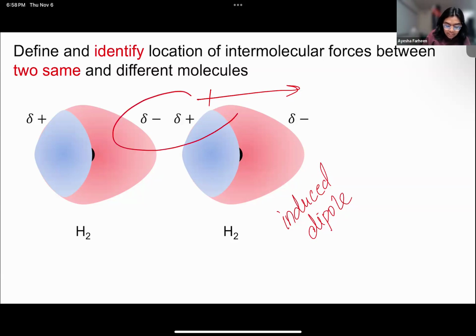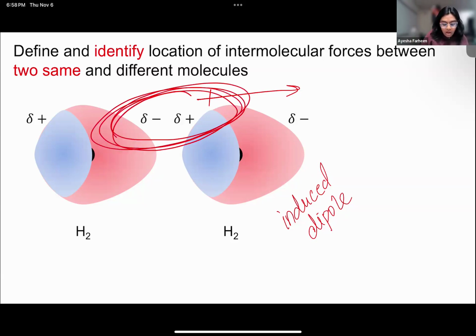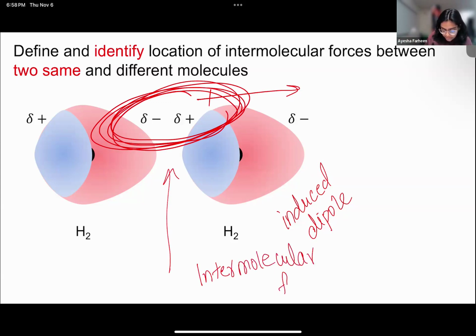And because of this, as we know in chemistry, opposite charges attract. Therefore, the partial negative charge of one is going to attract the partial positive charge of the other. This is intermolecular forces.